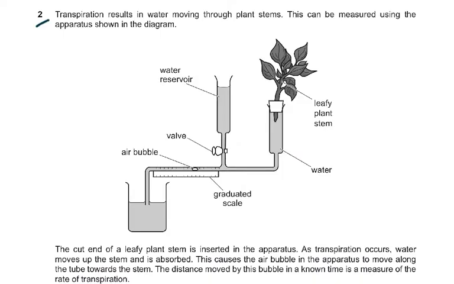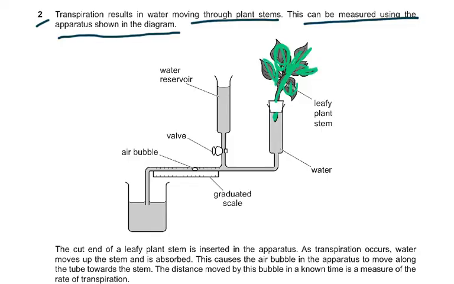Now coming to question number 2: transpiration results in water moving through plant stems. This can be measured using the apparatus shown in the diagram. Of course, the name of this apparatus is a potometer, but just look at it carefully. There's a leafy plant shoot. This part is inside. This is the leaf, the photosynthesizing part.